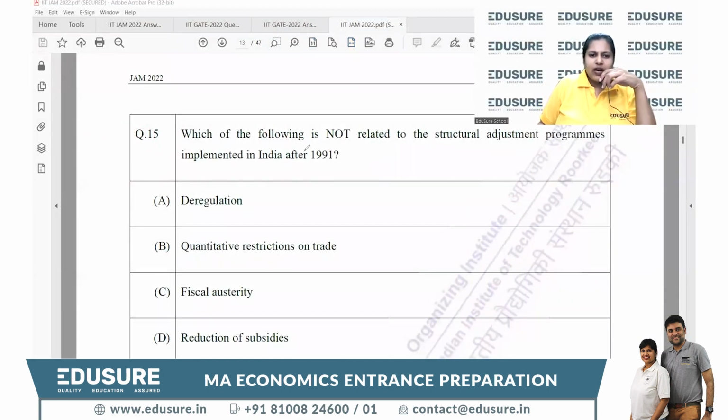Question 15. After the 1991 deregulation, so we had the crisis after which the IMF bailout package was implemented in India, in which India deregulated. It went from a licensed economy to a deregulated economy. So this was associated with that fiscal austerity. We had a balance of payments crisis. We had to reduce our subsidies, but it was the opposite. There was encouragement of trade.